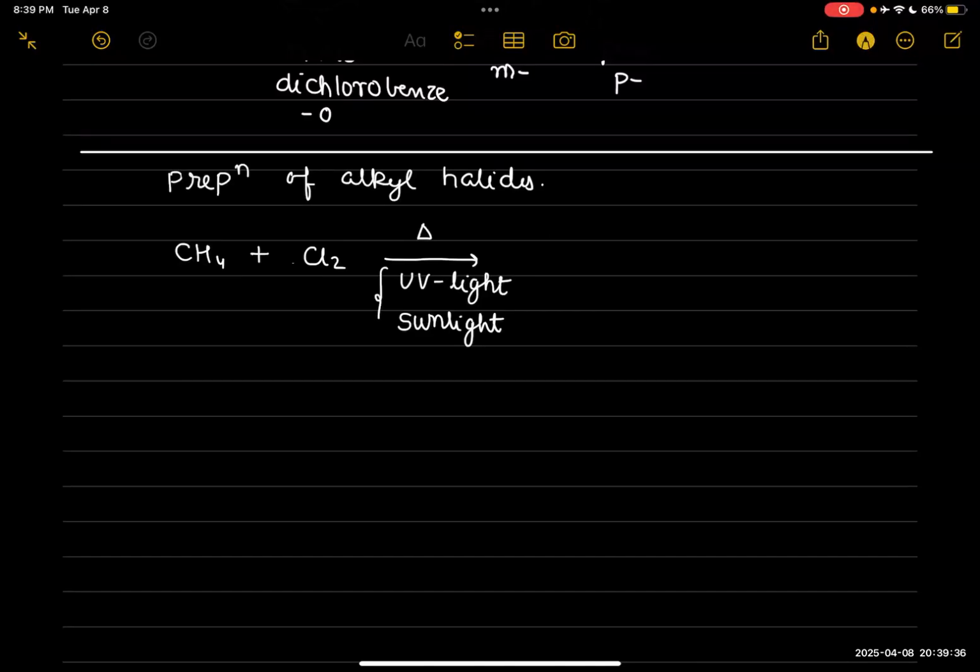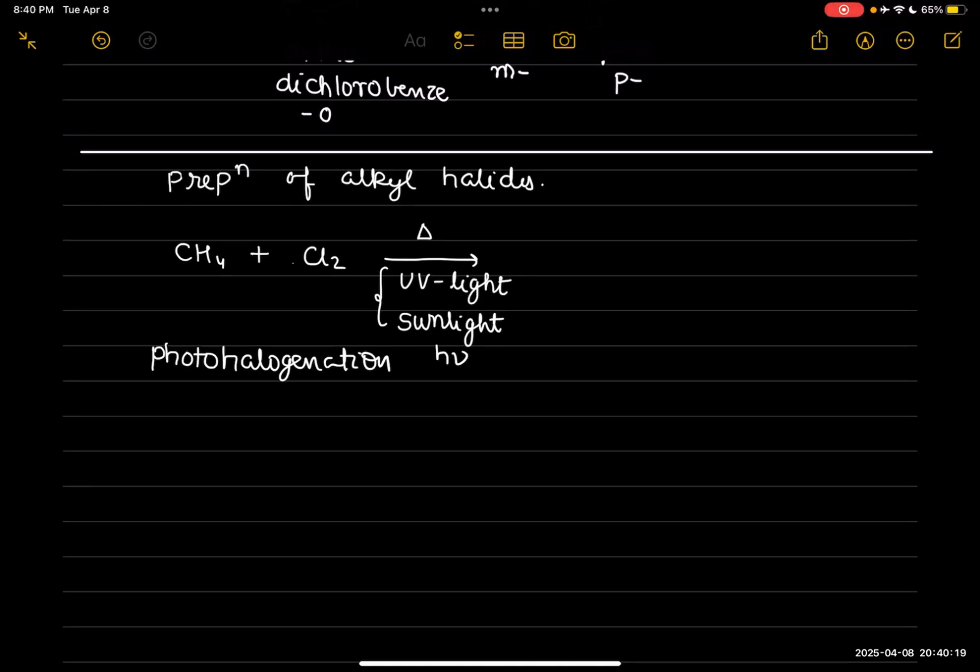Because of this, the reaction is also known as photohalogenation. Why this name? Addition of halogen in the presence of light. Sometimes it is also written like this, h nu, which represents the energy of a photon. You must have studied in class 11, but don't worry if you forget. We will revise all the things, okay?